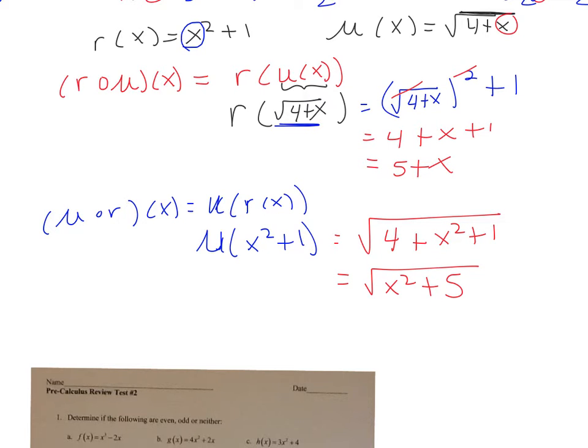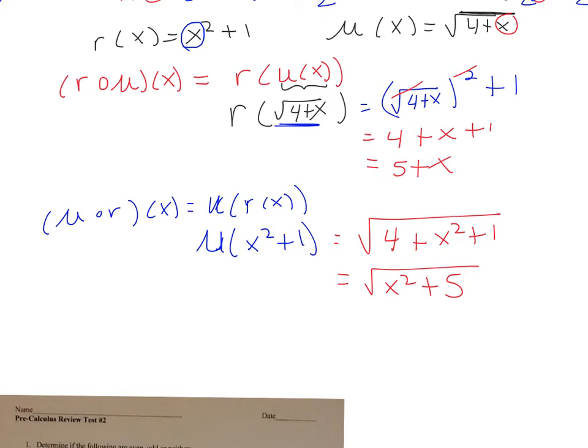Now I want to do the next part of it, which is r of u of 5. So I'm going to do r of u of 5. So I'm going to do u of 5 first.